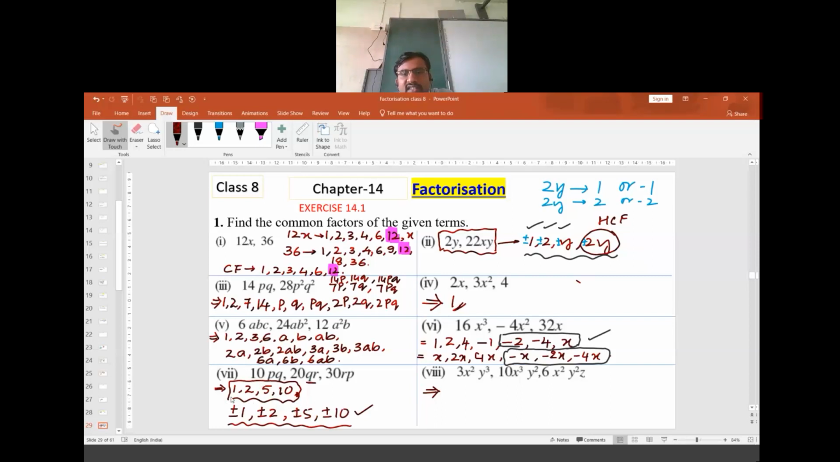This concept of writing plus or minus 1, I said, in class 9th we are going to use like that. Coming to the last one, 3x square y cube. 3 cannot be written, no? 10 is not divisible by 3. Yes, 1 can be written. X and Y can be written.